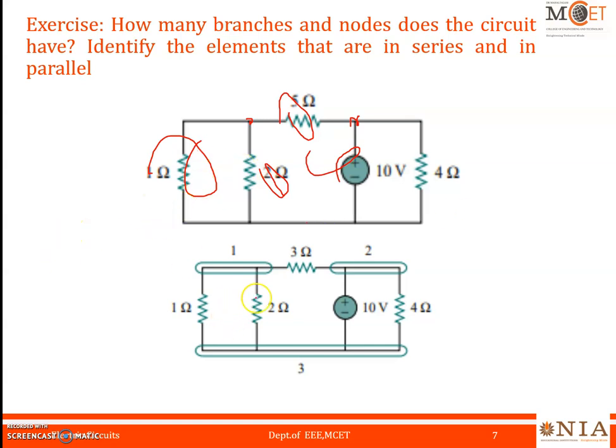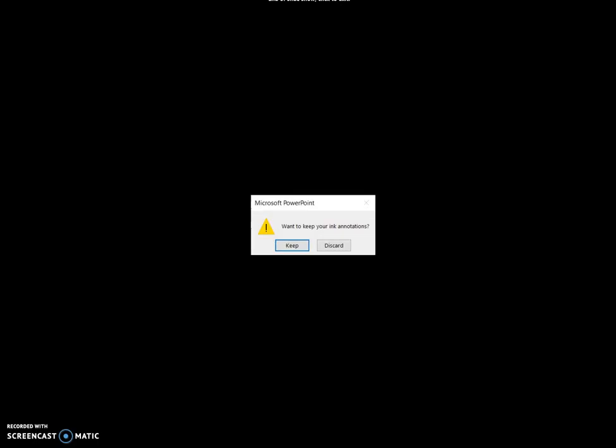The elements which are in series and parallel are: 1 ohm and 2 ohm are in parallel, and 10 volt and 4 ohm are in parallel. This combination is in series with 3 ohm. In the same way, this combination is in series with 3 ohm. This is the way we have to identify the number of nodes, the number of branches, and also the elements in series and parallel.